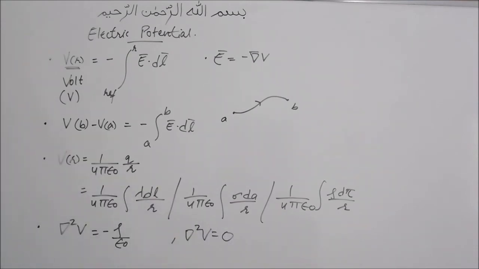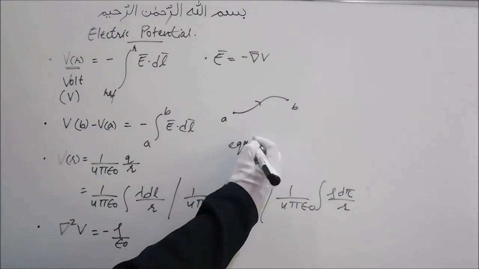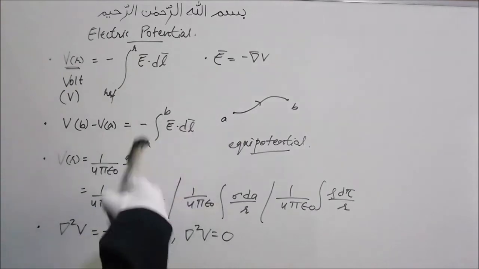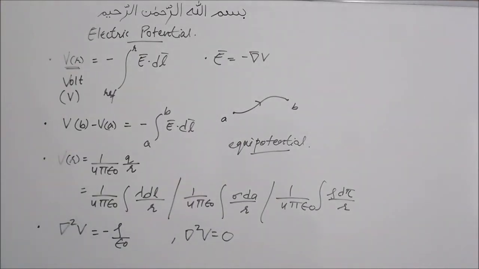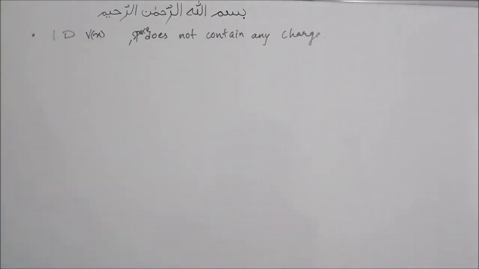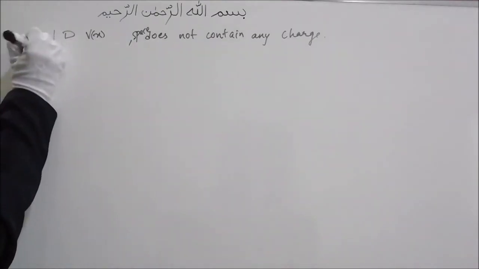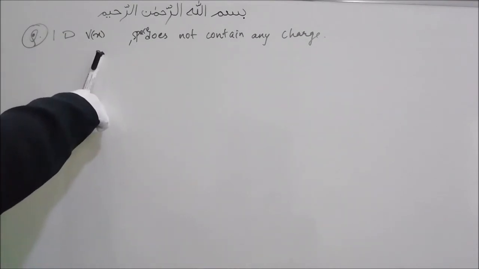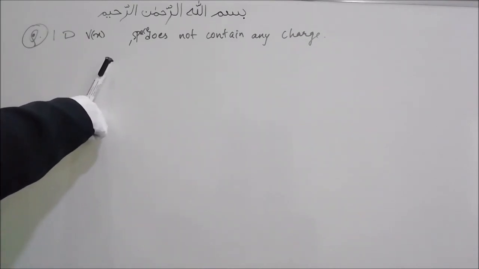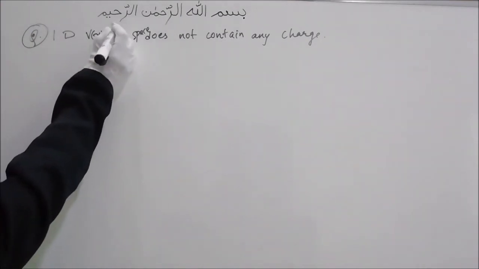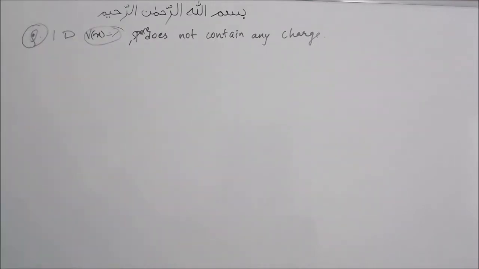A surface is called equipotential if the potential over the surface is constant. Then that surface is called an equipotential surface. This is a question where we have to find the form of the one-dimensional potential for an electrostatic field in the region of space which does not contain any charge. That is, we have to find V of x in a space which does not contain any charge.